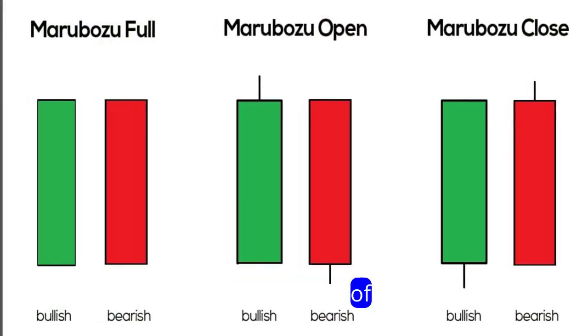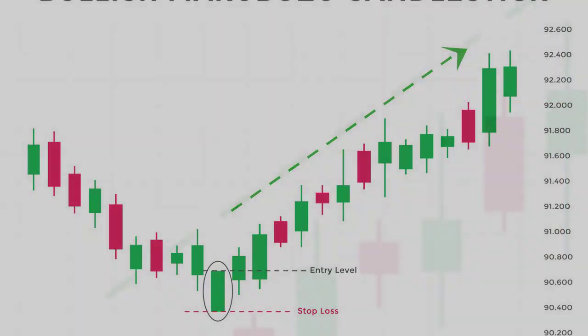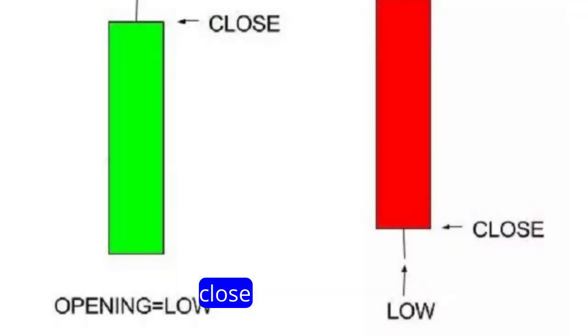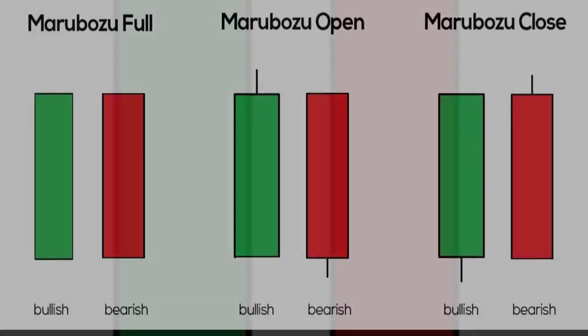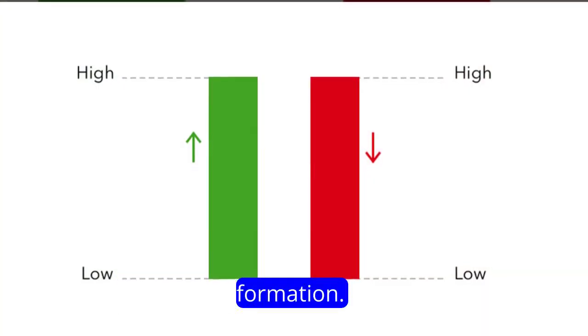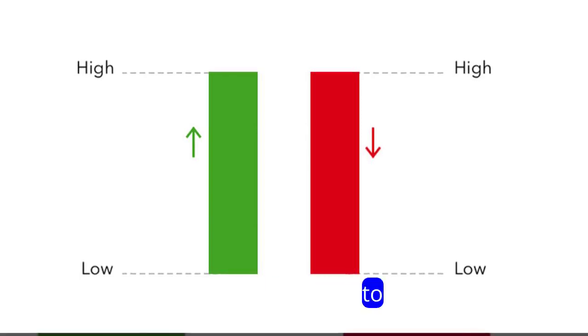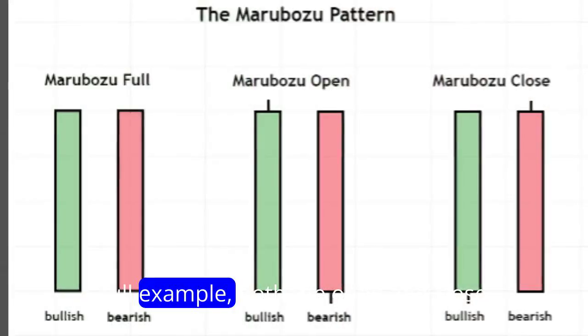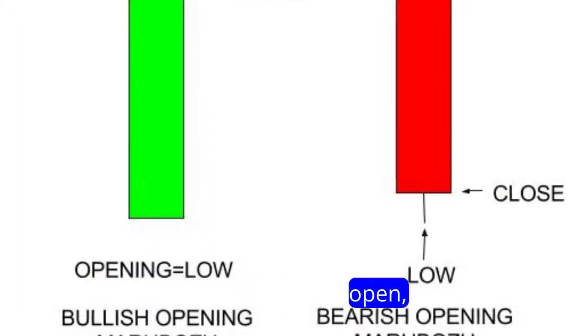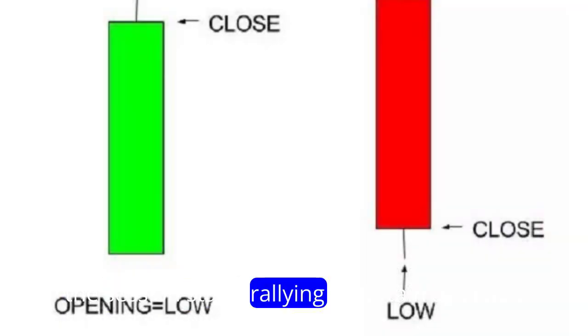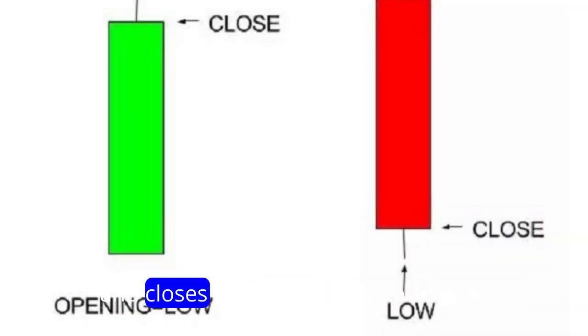There are three types of Marubozu candles: a Marubozu open, a Marubozu close, and a Marubozu full. For a pattern to be classified as a Marubozu candlestick formation, at least one of the open or close has to be flat. In the Marubozu full example, both the open and close are flat. That is, the asset opens, the session starts rallying in a certain direction and closes at the exact end, thus open and close at the same price as the high and low.